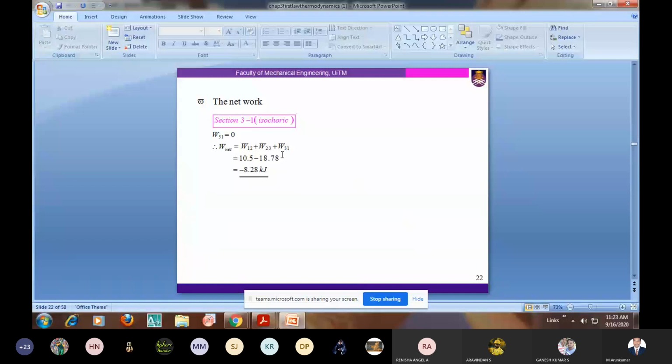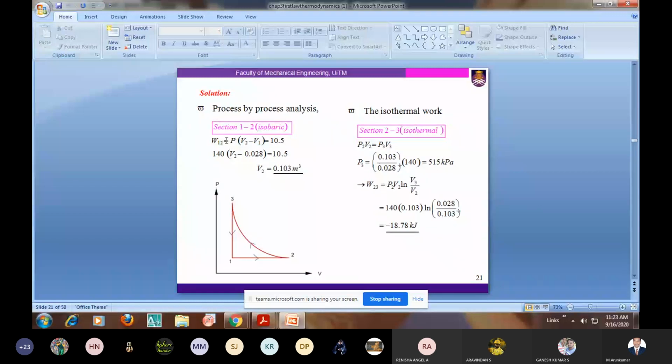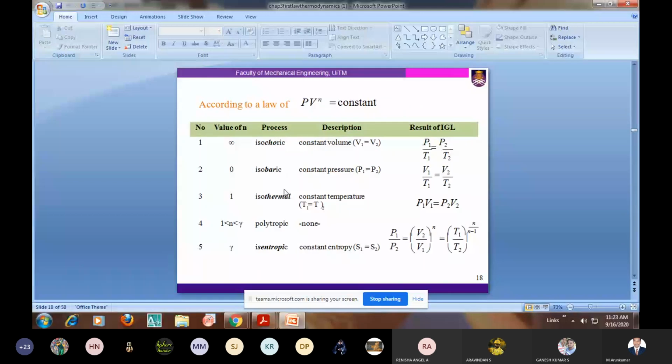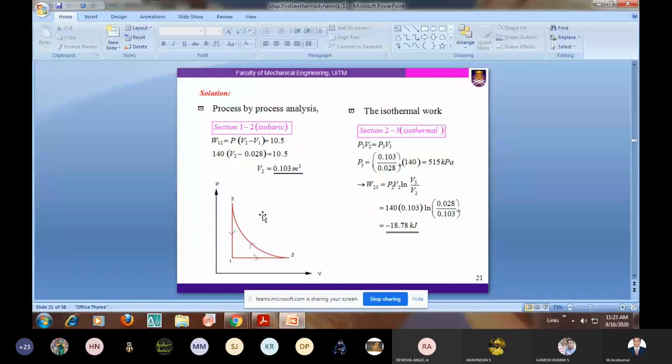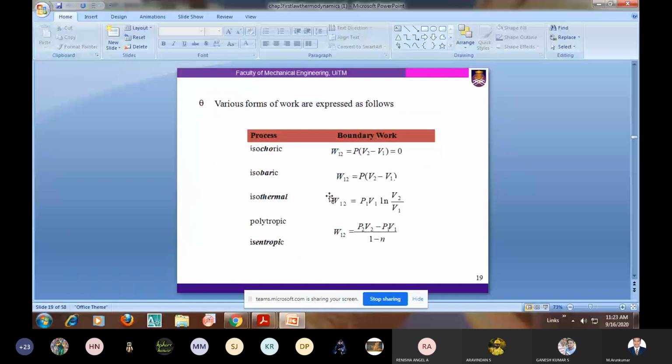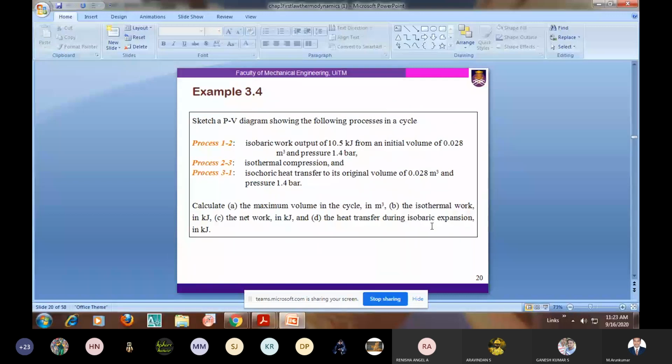Also, we could find the heat transfer during the isobaric process. So we can apply the energy equation. For that we need to again look at the energy equation. So the fourth question, the heat transfer during isobaric expansion, will be discussed in the next class.